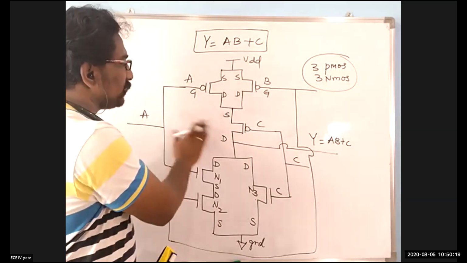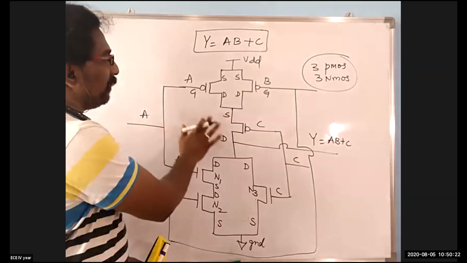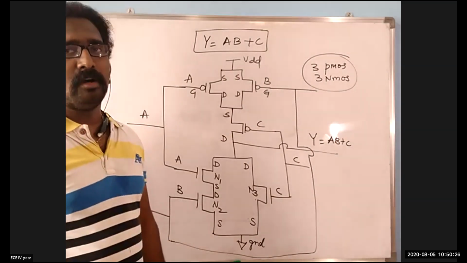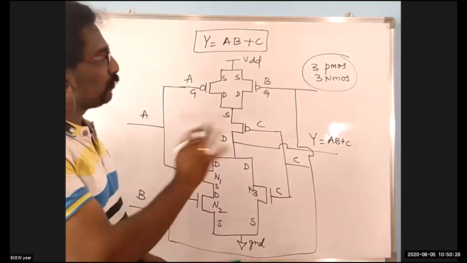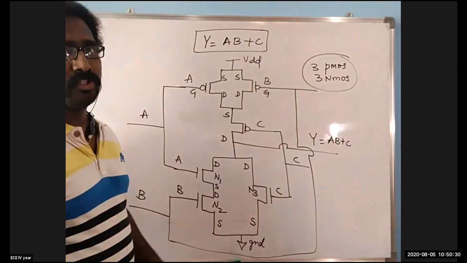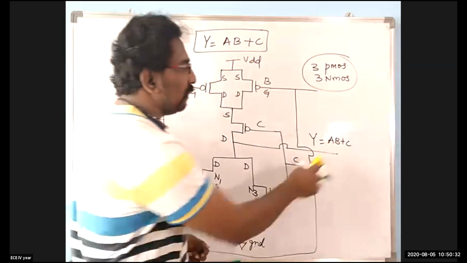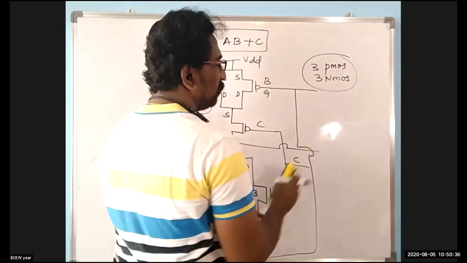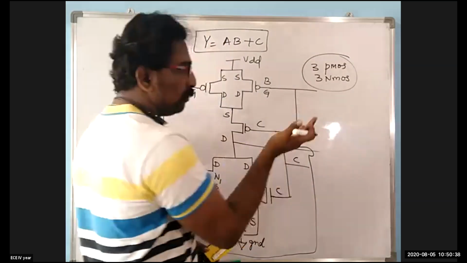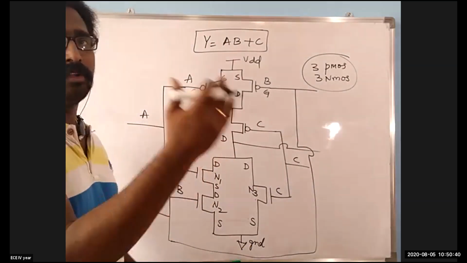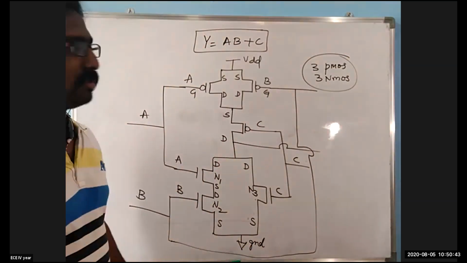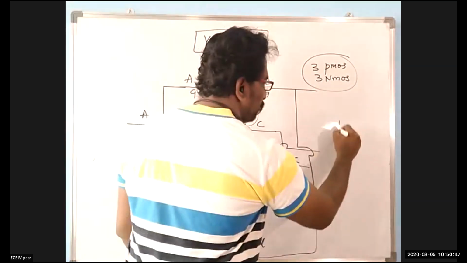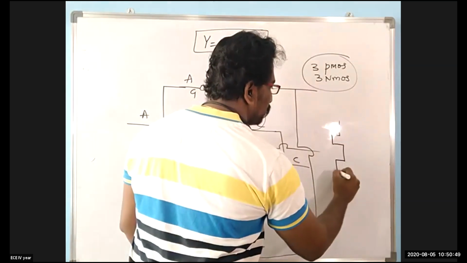But this diagram will not be realized as whatever truth table we get with the Boolean equation. For that, you are supposed to draw one inverter at the output part. Then the Boolean equation's logic structure will be equal to the Boolean equation's CMOS structure whenever you draw this CMOS inverter.